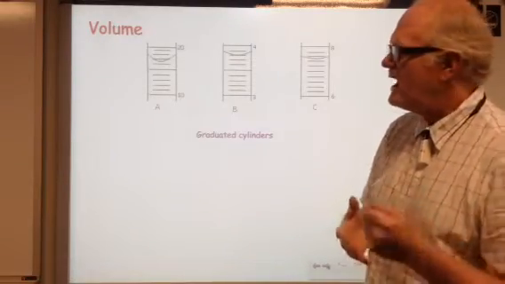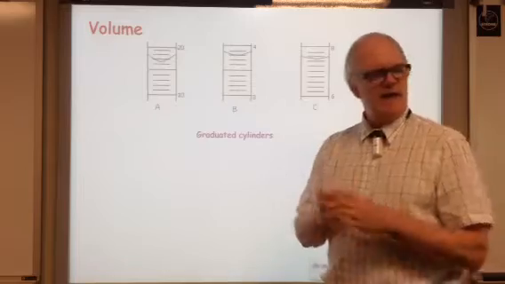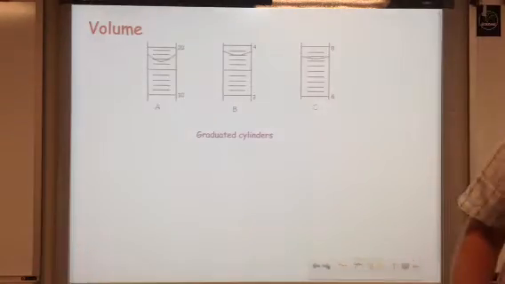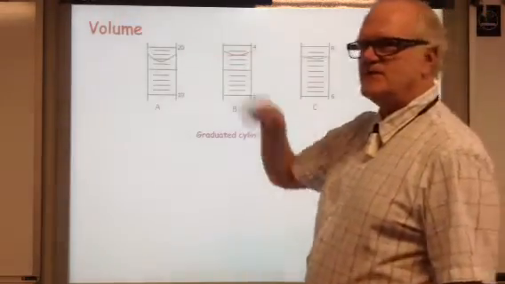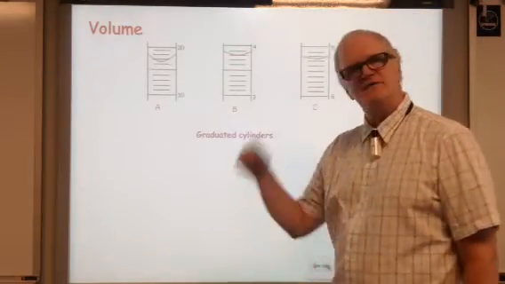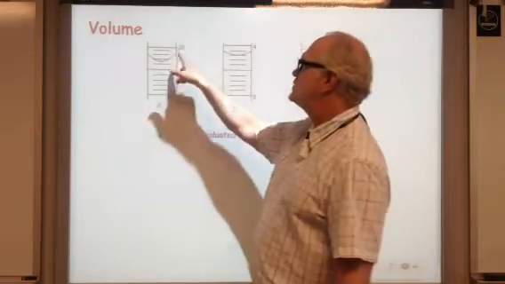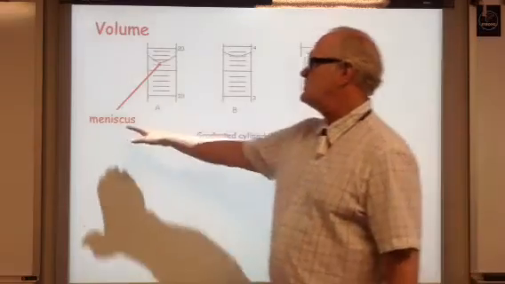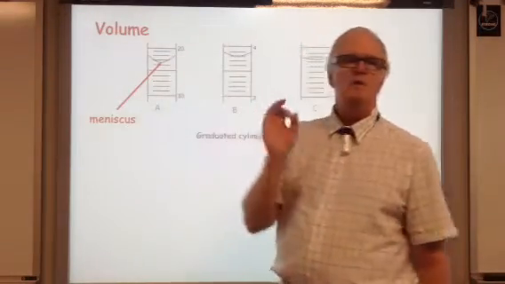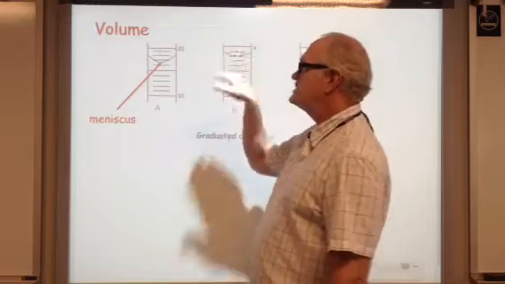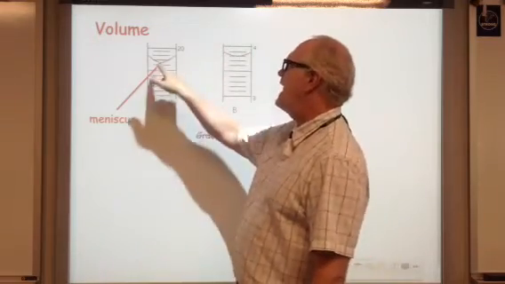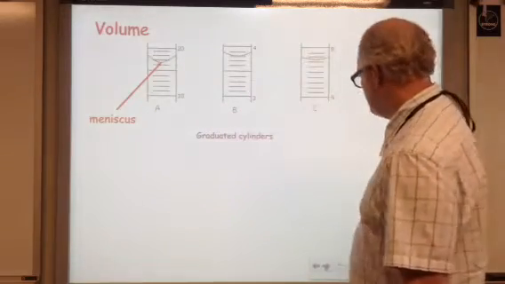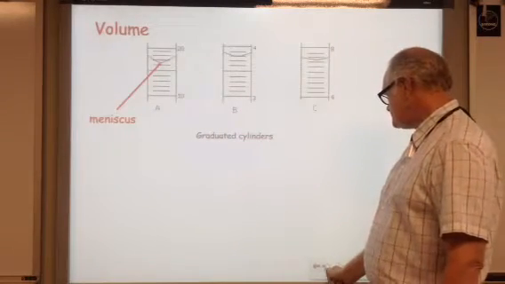And you probably have noticed by this time in the science classes that you have taken that many liquids, and water is a prime example, when they're in a tall, thin device like a graduated cylinder, don't have a flat surface at the top of the column of liquid. They have a curved surface. And that curved surface is called the meniscus. Here's the word right here, the meniscus. When we make a measurement of a liquid that has a curve at the top, we want to make the measurement at the bottom of the meniscus. So in each one of these cases, we're going to look at the bottom of the meniscus.